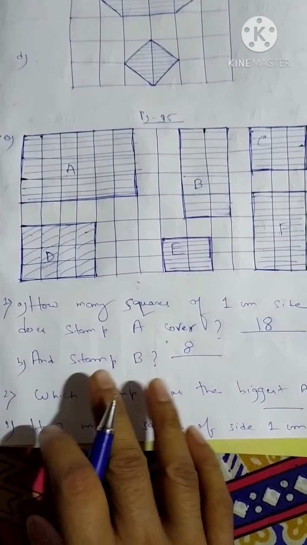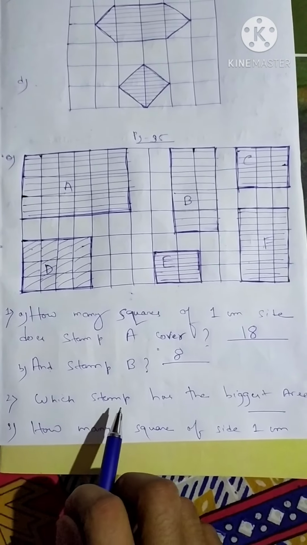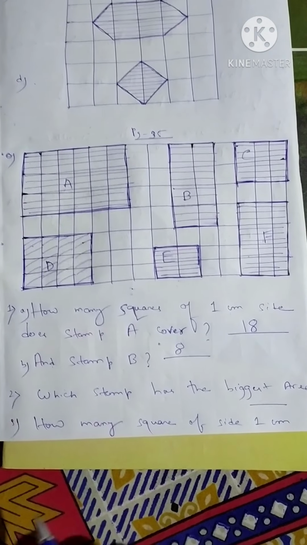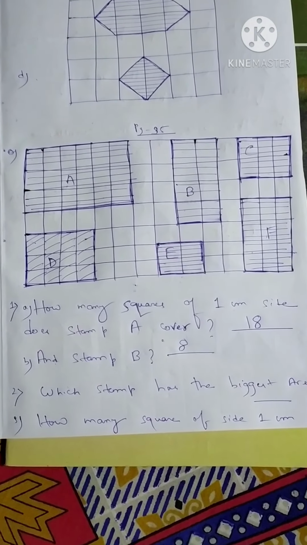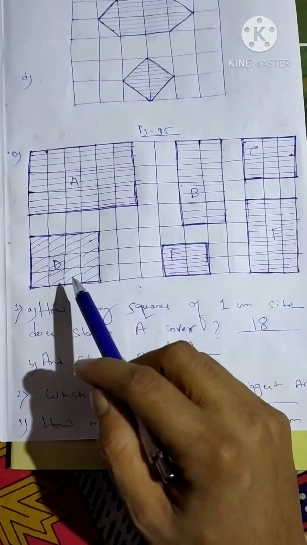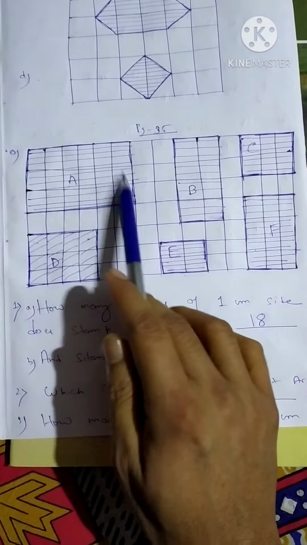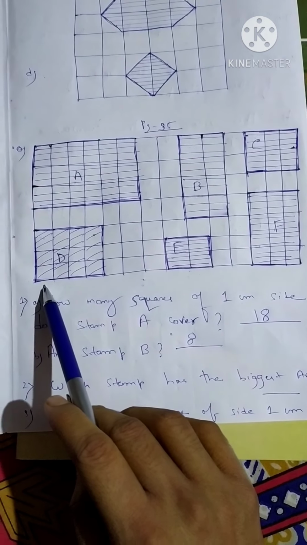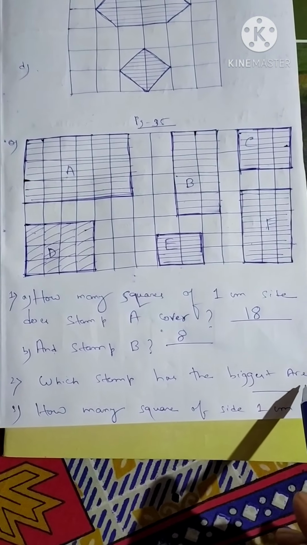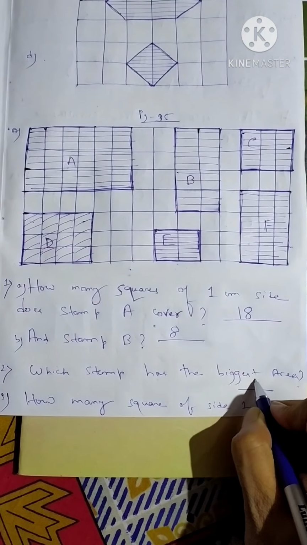Okay. Now, next question, number 2. Which stamp has the biggest area? Now you have to count the area. Just open your NCERT book, and here also you can count, no problem. The biggest area we'll find in stamp A, because it is covering 18 squares. So its area is 18 centimeters square. Which stamp has the biggest area? It will be stamp A. So your answer will be A.